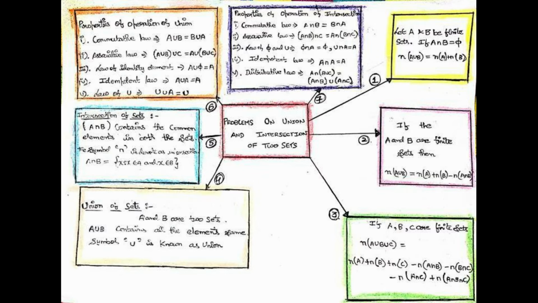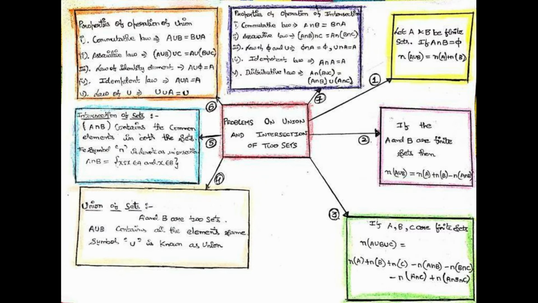Now, seventh point, properties of operation of intersection. First, commutative law, A intersection B equals B intersection A. Second, associative law, A intersection B intersection C equals A intersection B intersection C. So here in LHS, A intersection B is in brackets and B intersection C in RHS is in brackets. Third, law of phi and universal set, that is, phi intersection A equals phi and universal set intersection A equals A.